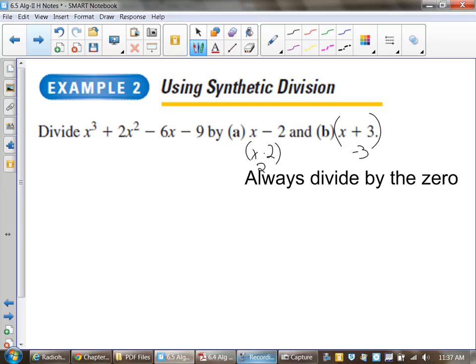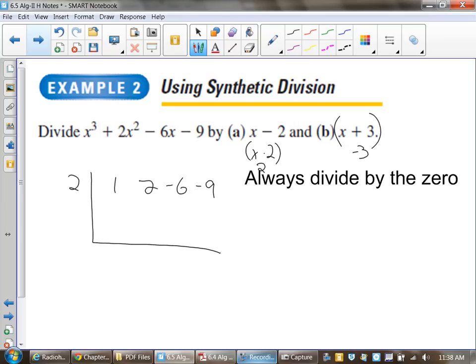So now, when I set up synthetic division, remember, you go in descending order, you take all your coefficients, and put placeholders in for anything that's missing. 1, 2, -6, -9. And it asks me to divide it by x minus 2. Remember, if the term is x minus 2, I have to divide by the zero. So the zero of x minus 2 is 2. There are 2 problems. Let me show you both of them.